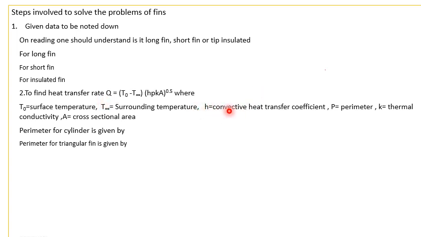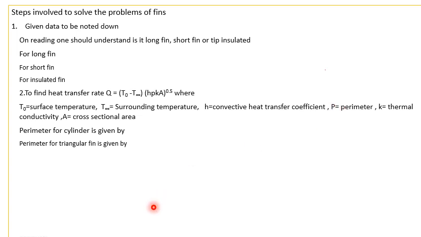Next one is h. h is nothing but, in HT, the convective heat transfer coefficient, and it is given in units watt per meter square degree centigrade or watt per meter degree centigrade.